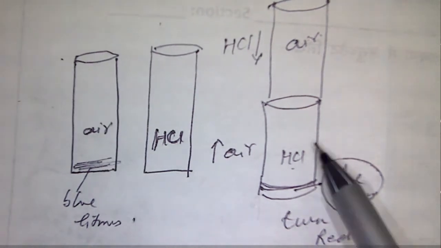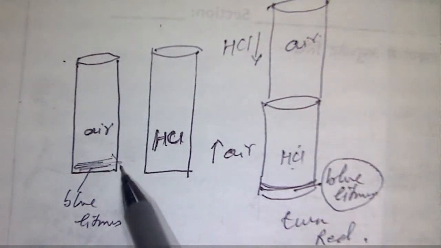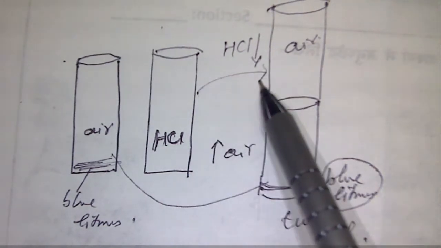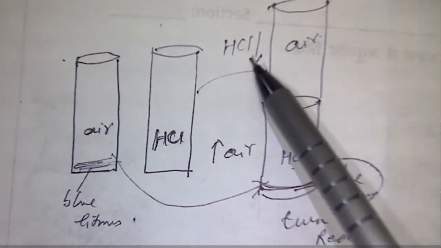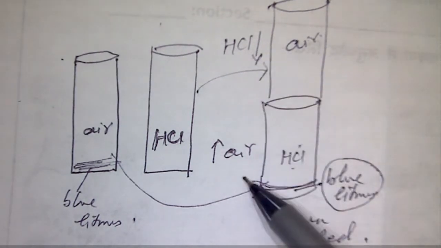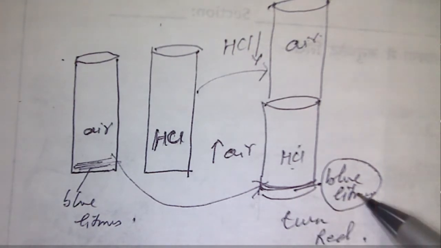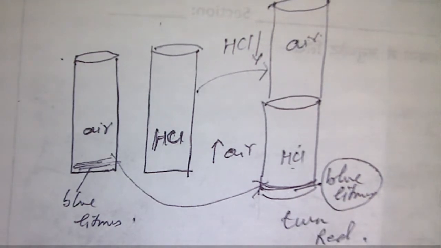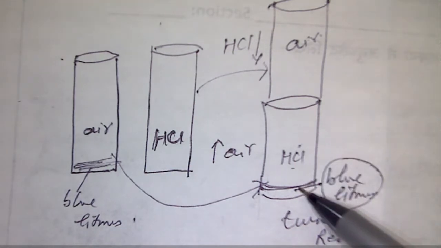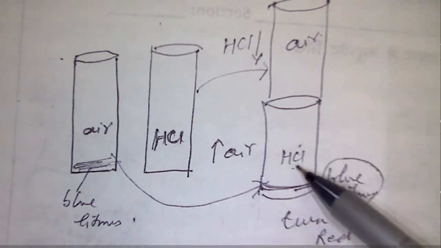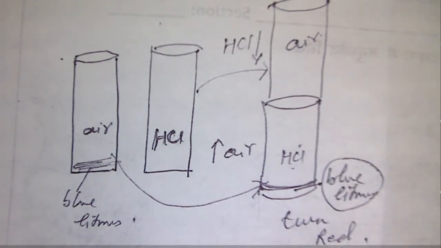This air container we have taken it here. This was the container which was filled with air and this is here. So now what will happen? HCl which was filled here slowly moves down and air will move up. So what will happen? Finally this was blue litmus and finally it will turn red. So once it turns red, that means what? HCl has already reached here. So HCl is moving downwards. Means what? HCl is heavier than air. Is it clear?